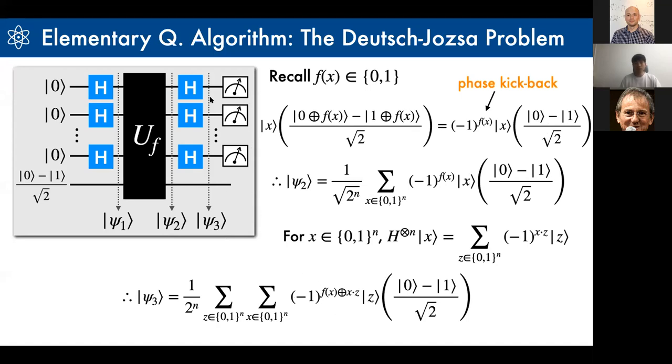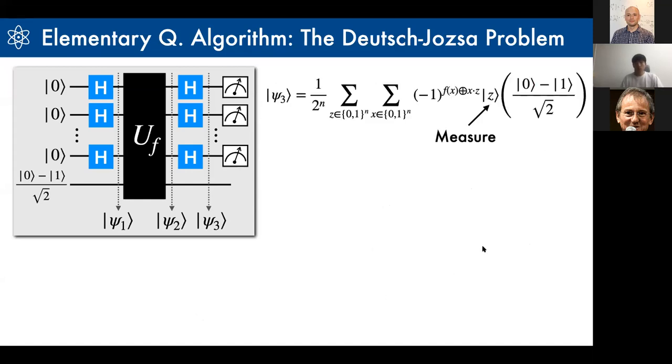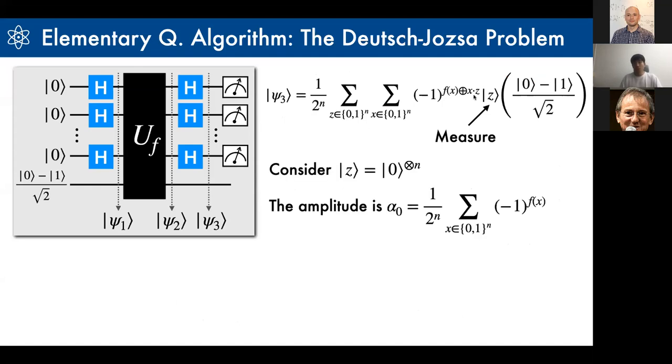But now we're measuring the first n qubits. We're not measuring this qubit anymore. This was only there to transfer the phase that we receive from this oracle. So we don't care about the last qubit anymore, but we only measure the first n qubits. So this is an n qubit state. Okay, so that's what we measure. Now this z could be any n qubit computational basis state. But for now let's focus on z being uniformly zero, okay? For that, you just need to put zero there. So this term goes away. Then the probability amplitude for this particular computational basis state can be written like this, okay?